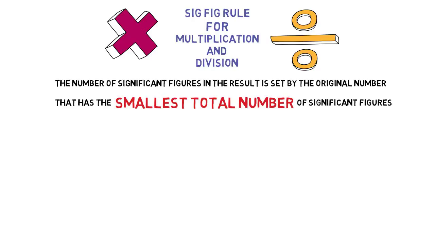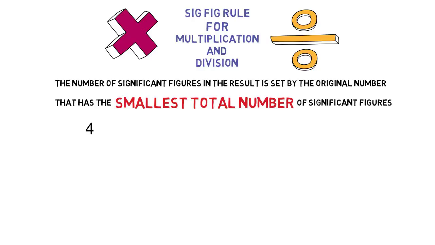Now let's move on to some multiplication and division. Just like addition and subtraction are treated together, multiplication and division are treated the same way. The sig fig rule for multiplication and division is that the number of significant figures in the result is set by the original number that has the smallest total number of significant figures. This rule is actually the one that most people find the easiest. You just need to look at the numbers in your problem. Whichever one has the least number of significant figures, that determines how many are in your answer.